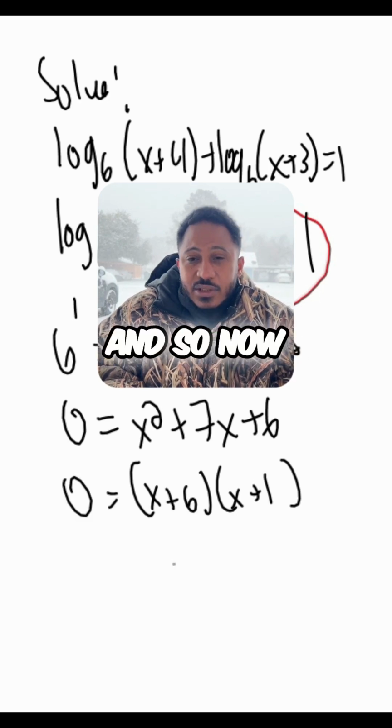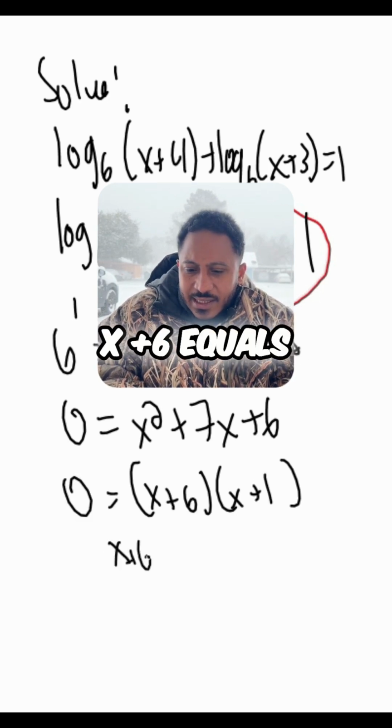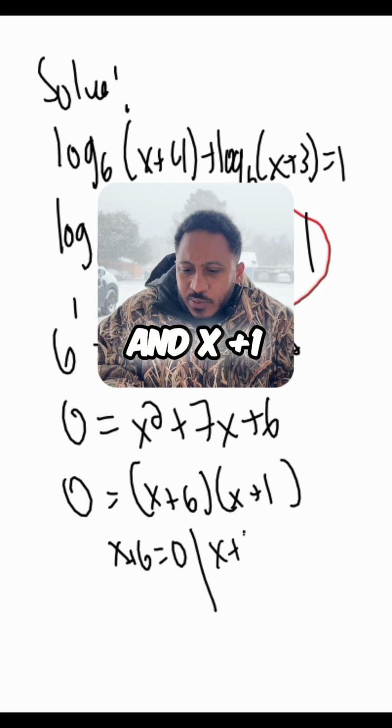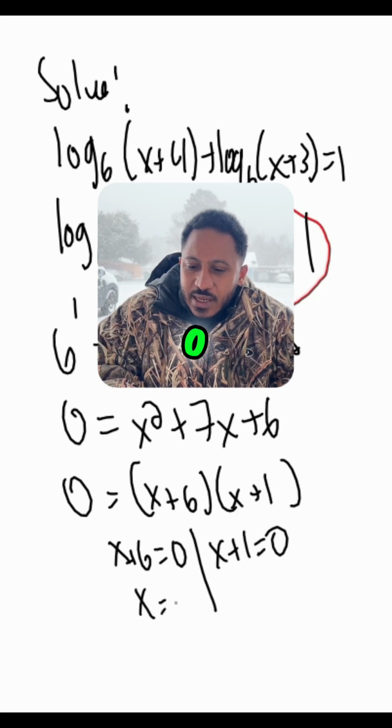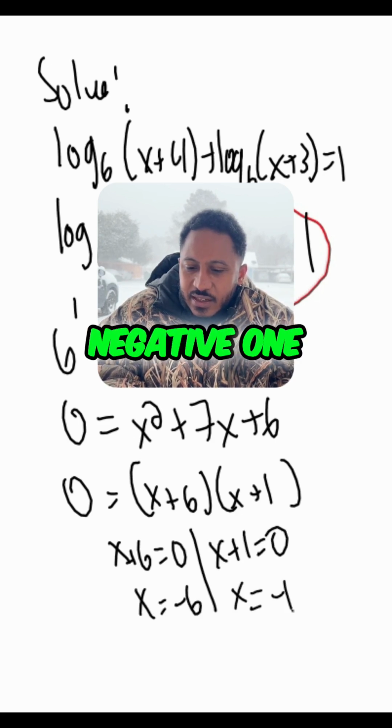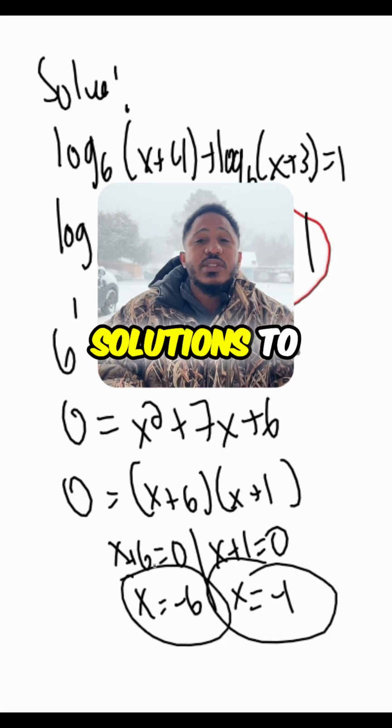Okay. And so now we set each factor equal to 0. X plus 6 equals 0, and x plus 1 equals 0. So x equals negative 6 and x equals negative 1. So that would be our two solutions to this equation.